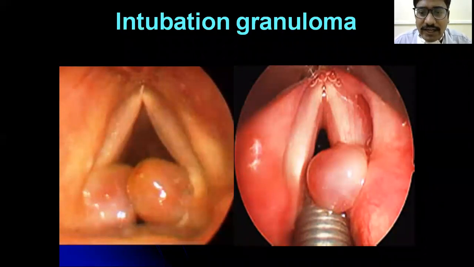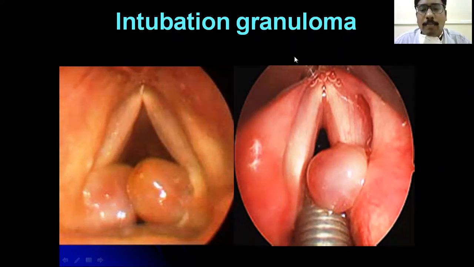So what is the risk factor for intubation granuloma? Intubation means what we'll use in the intubation. What is this tube called? Can anybody say what is this tube which I am mentioning here? Endotracheal tube. So during intubation, we'll use the endotracheal tube. This endotracheal tube will cause friction in the vocal cord. Because of the friction in the vocal cord, there is formation of granuloma.